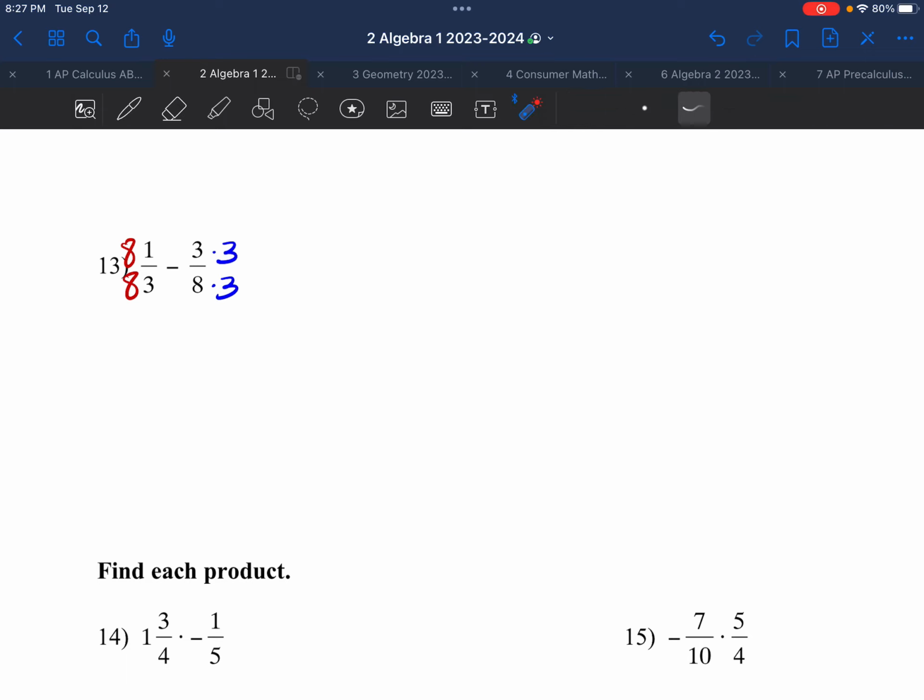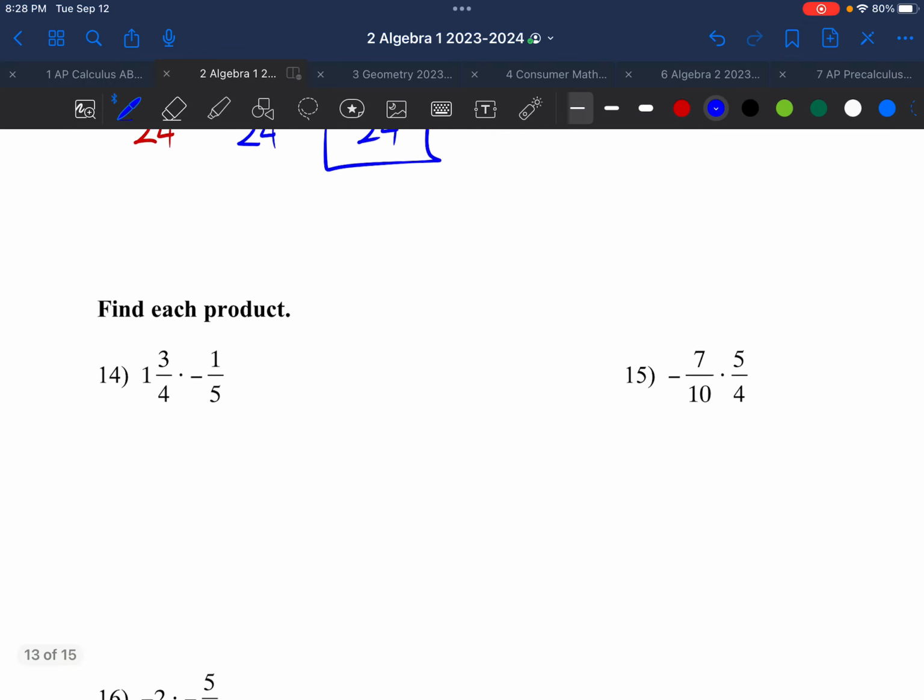Let's see what we get. 8 times 1 is 8. I should write that. 8. 8 times 3 is 24. There's the minus sign, which I'm going to put up top. 3 times 3 is 9. And 8 times 3 is 24. Check it out. We have like denominators. We're ready to go. And 8 minus 9 is negative 1. So I get negative 1 over 24.